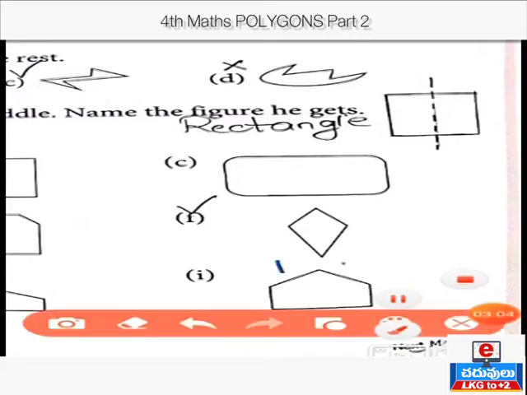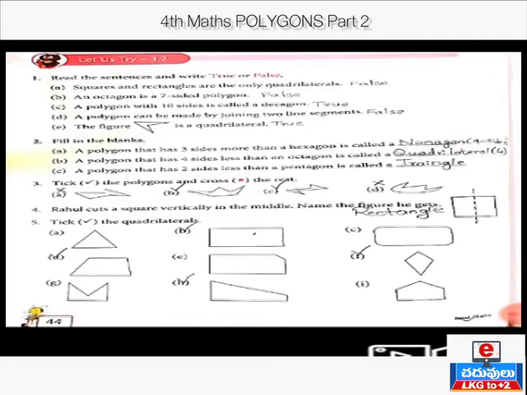Coming to I1, here how many sides, children? Count it. 1, 2, 3, 4, 5. Is a 5-sided shape a quadrilateral? No. A 4-sided shape is a quadrilateral. Which is the 4-sided? That option you tick it. Understand? Yes.